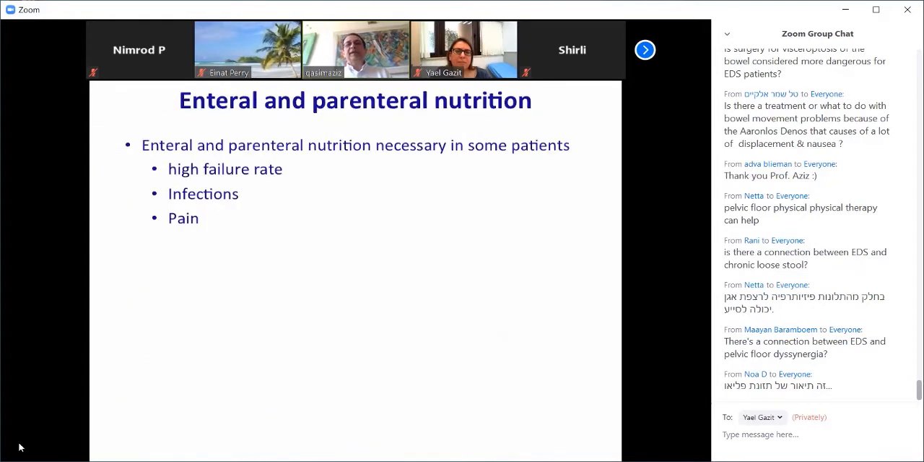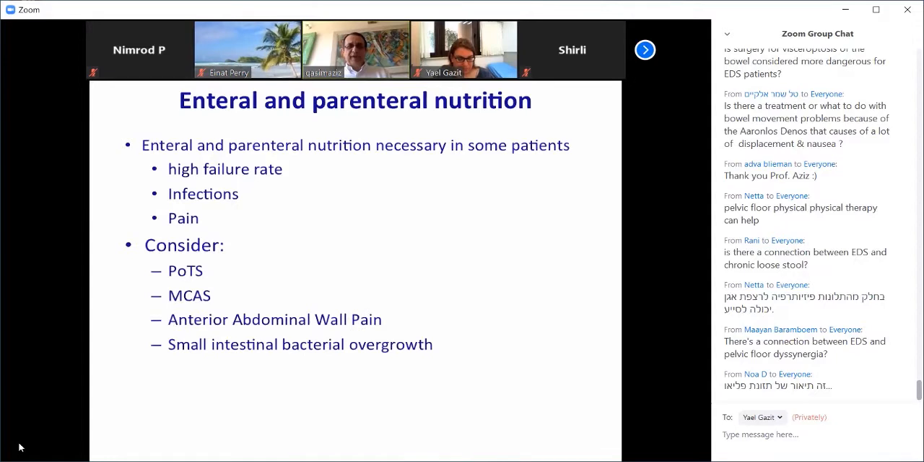Then in a very small group of patients, enteral or parenteral nutrition is required. Enteral means feeding directly into the gut, either through a PEG tube or a PEG-J tube, and parenteral means intravenous nutrition. But one has to be very cautious about this because there's a high failure rate with these methods of nutrition. Infections are common. Pain is a common feature, especially in those having direct feeding into the tummy. And therefore, one has to decide on who's going to go on these very, very carefully.